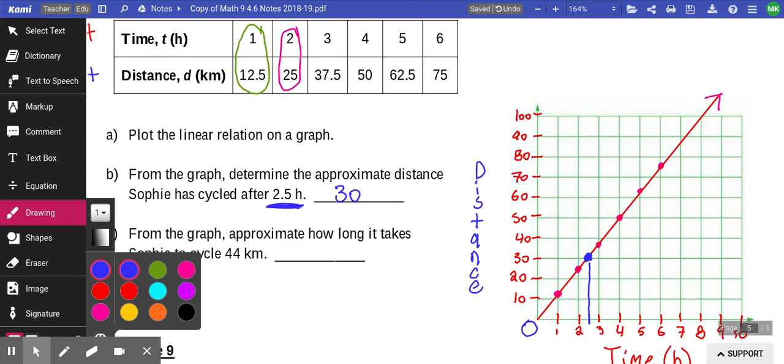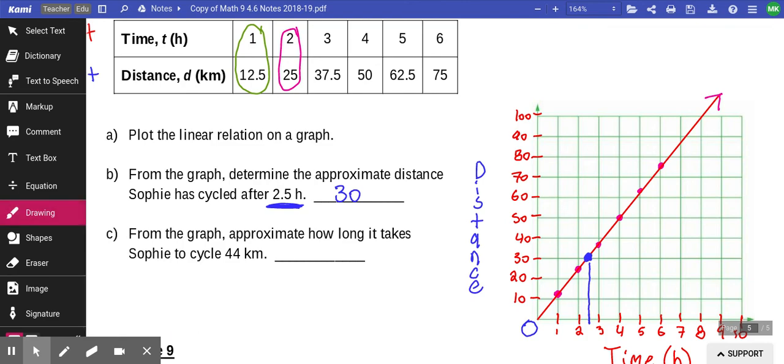Especially since some of those points are in between points. You had to use a ruler to make a straight line, but everyone's line is going to be slightly different because we all made slightly different approximations. This is also why a ruler or a straight edge is very important, because it needs to be perfectly on that path.